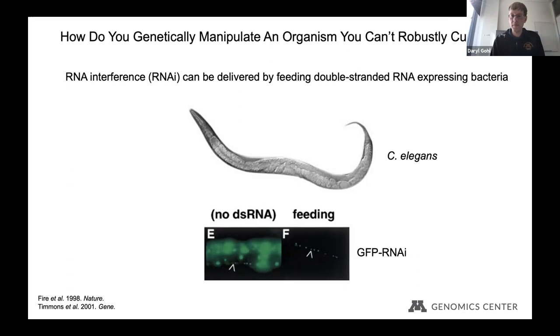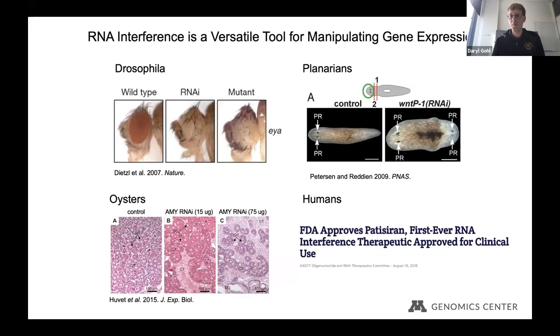Subsequent to that initial work in the worms, RNAi has been found to be a very versatile mechanism for silencing gene expression in a wide variety of different organisms. This includes flies, some examples here from planaria, and importantly from oysters, another bivalve, where this technique has been shown to work. And interestingly, the FDA has just approved, just in the last couple of years, the first RNA interference-based therapeutic for use in humans. So this is a technique that works across a very wide range of organisms.